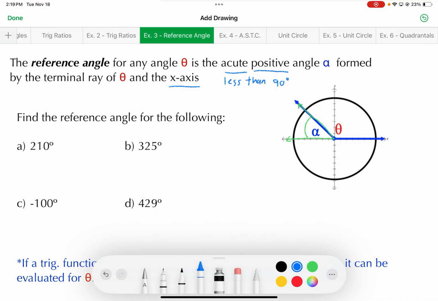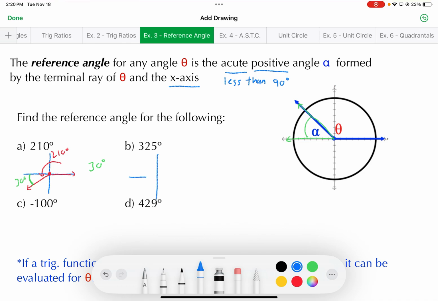So what would a reference angle be for 210? Well, draw out 210 in standard position. Terminal side would be in the third quadrant. So here's the reference angle. How many degrees would that be? Yeah, 30. So your reference angle is simply positive 30.